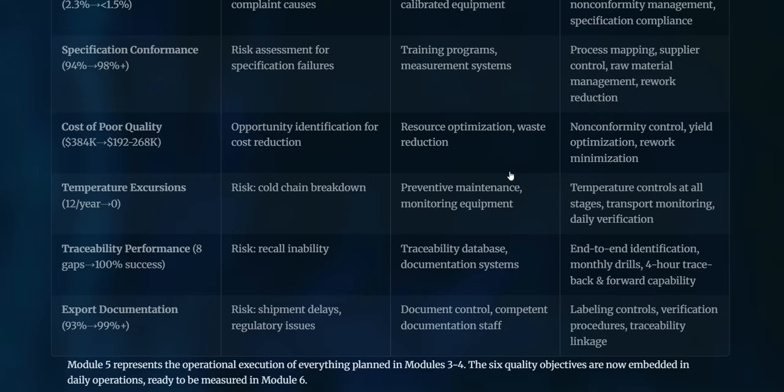So Module 5 represents the operational execution of everything planned in Modules 3 and 4. The 6 quality objectives are now embedded in daily operations, ready to be measured in Module 6.